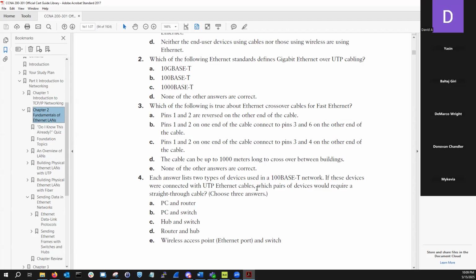Absolutely. So this question, it's not going to give you the answer within the question. This is where reading comes in. You have to understand what UTP Ethernet cables are. You have to understand what straight through cables are used for, and of course, the 100BASE-T network. Okay. All right. Good job. Let's keep going.